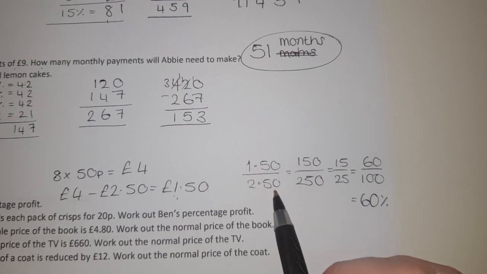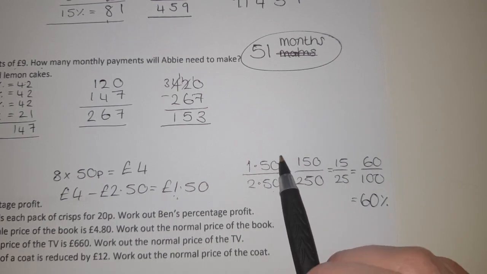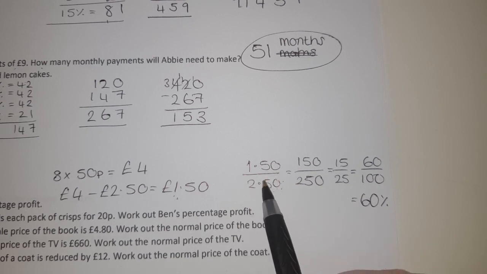Okay, so all you're aiming to do is, as long as you multiply top and bottom or divide top and bottom by the same amount, you keep the same fraction and work out what it is as a percentage.